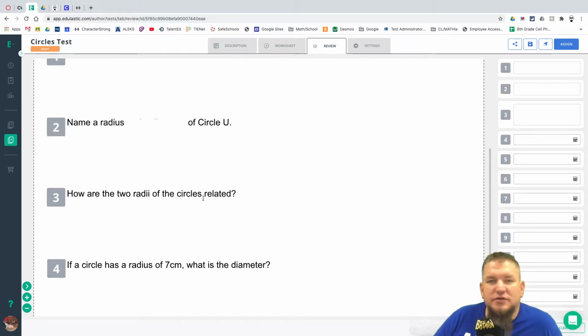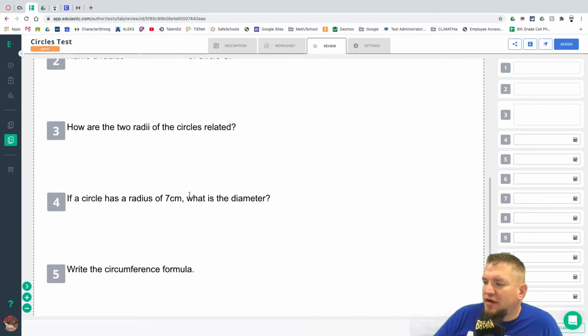How are the two radii of the circles related? That's just an essay question, so just type it in, whatever your thoughts are. It won't automatically grade it, so I'll have to go in there and grade that one by itself.